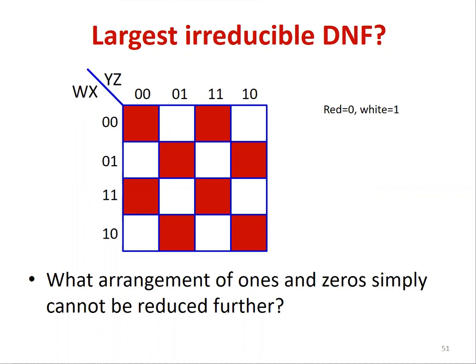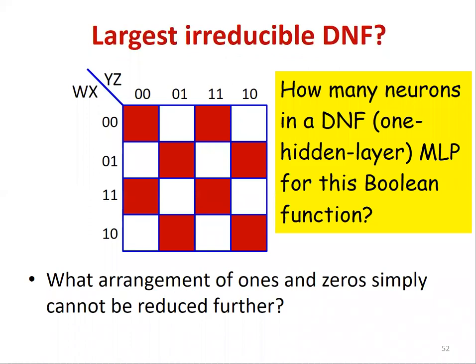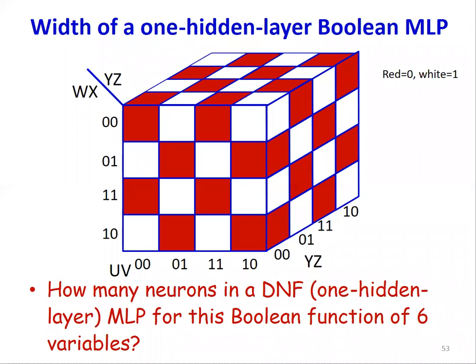And now, if I want to build a DNF formula for this, what is the minimum number of clauses the DNF formula would require? 8. So a one hidden layer MLP for this Boolean function is going to require at least 8 neurons in the hidden layer, right? Here is a 3-dimensional version of the Karnaugh map.